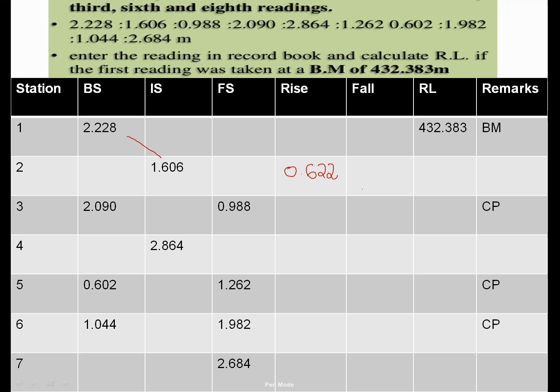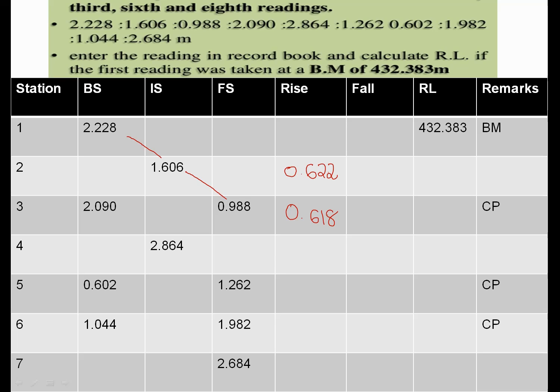Then after that, the next consecutive readings are 1.606 and 0.988. What about these two values? 1.606 is greater than 0.988. So in that case, again, you will be getting a rise, since you are getting a plus value. So you can find the difference and write it as 0.618. You can check it out.